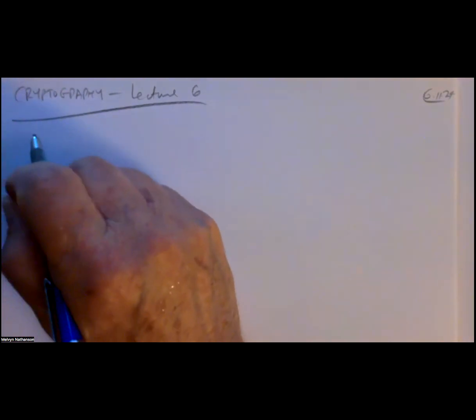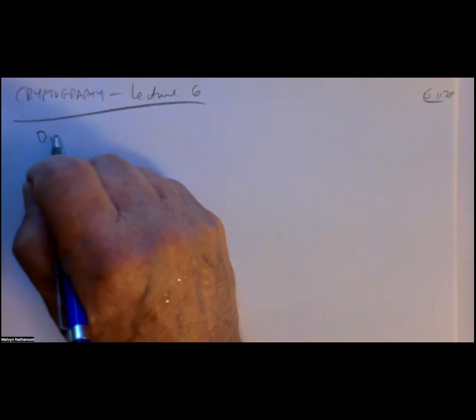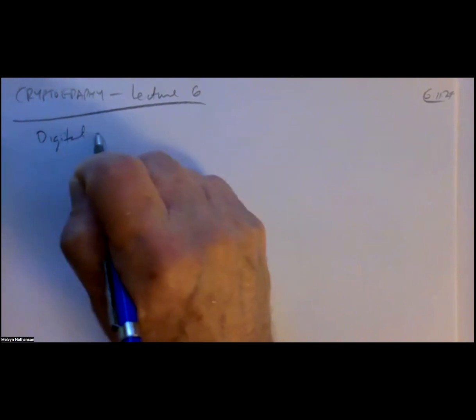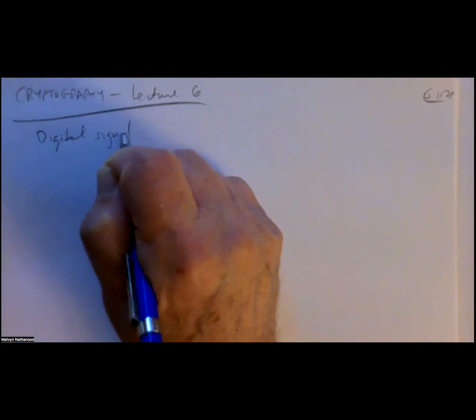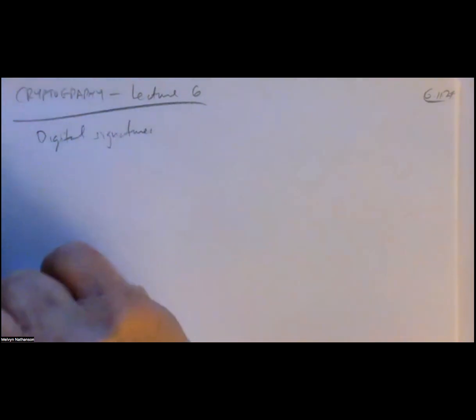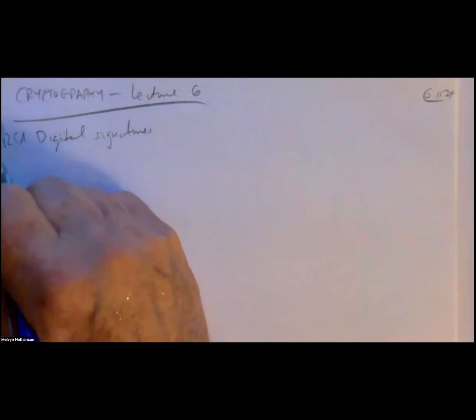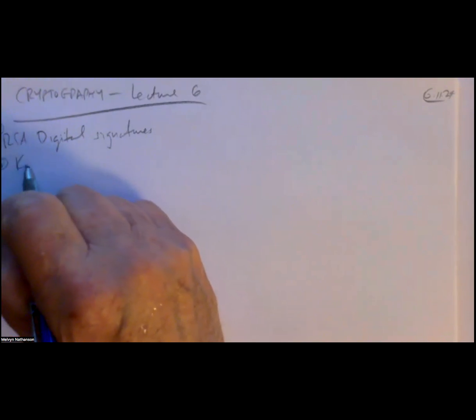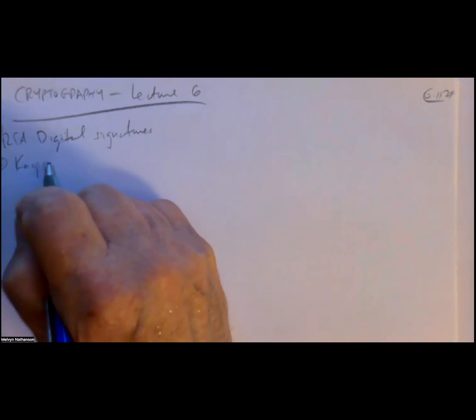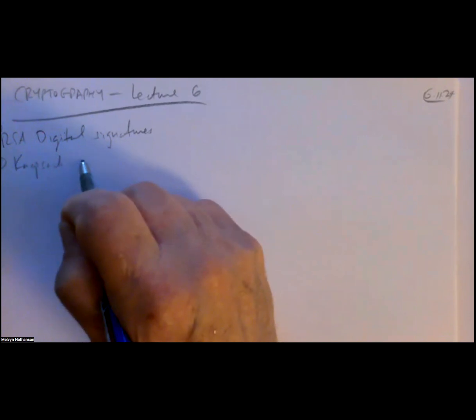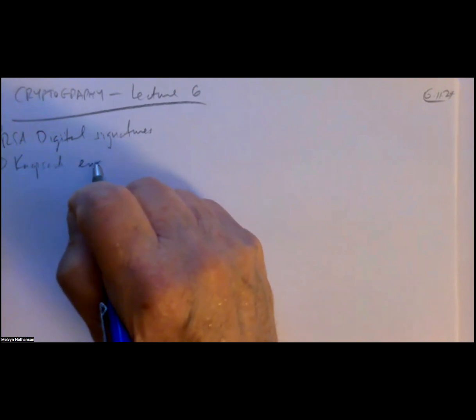So this is Cryptography Lecture 6, and there are two things I want to do today. One is to talk about digital signatures, and one method for generating digital signatures is RSA, and the second topic will be knapsack cryptography, knapsack encryption.